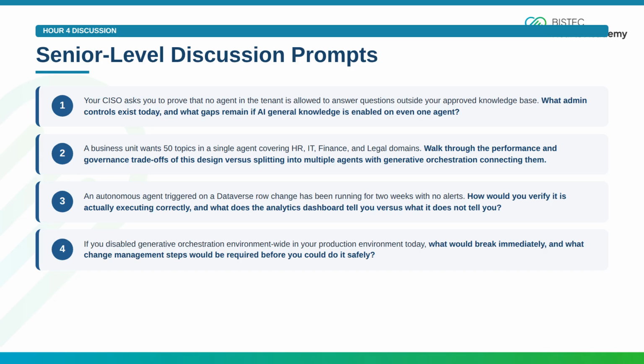Question 3. Autonomous agent running for 2 weeks with no alerts. The analytics dashboard tells you run count, success rate, and whether errors occurred. It does not tell you whether the actions were correct. A run can succeed while sending a notification to the wrong channel or acting on stale context. Verification requires the analytics dashboard plus business outcome validation. Were the expected notifications received? Were the expected records updated?